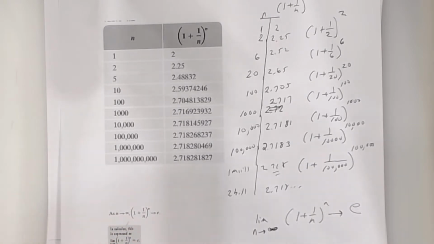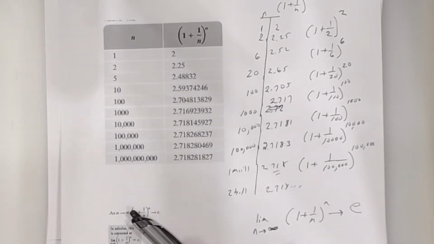So n, the number of compoundings, is not finite. If n was quarterly, that's n equal what? 4. If it's being compounded monthly, n is what? 12. If it's being compounded infinitely. Remember, finite you can count, right? N is 2, n is 4, n is 12, n is 365, and so on. But can you tell me finitely what this infinity is? No.